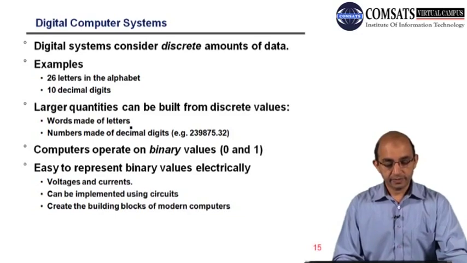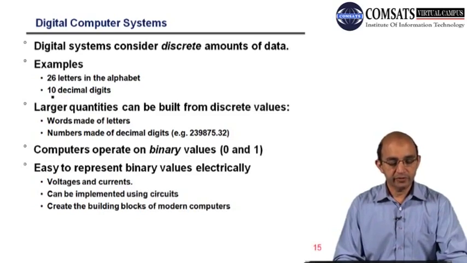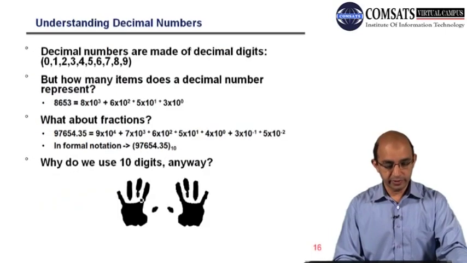And we can build larger quantities. For example, if you want to represent a string that is composed of a large number of letters, we can do that. Similarly, if you want to have more decimal digits, you can do that. We already discussed this: computers operate on binary, and it's easy to represent and handle binary values electrically. Voltages and currents can be implemented using circuits.